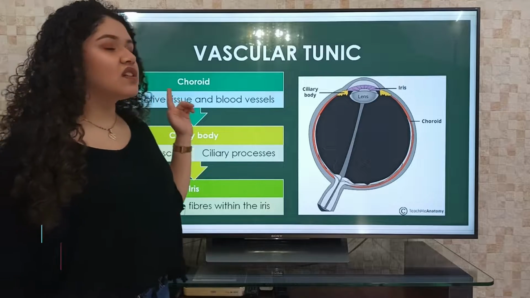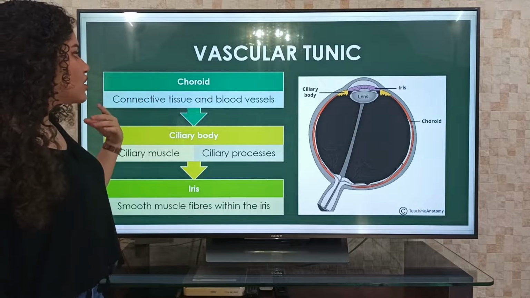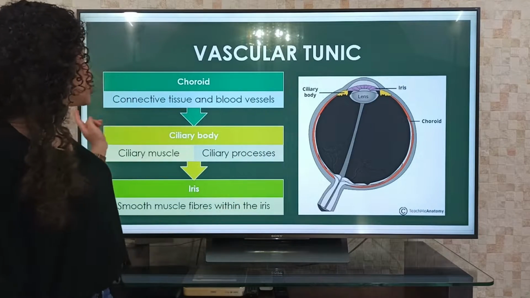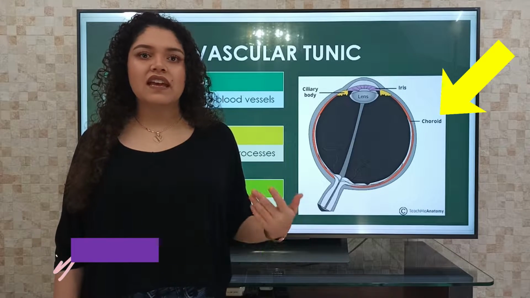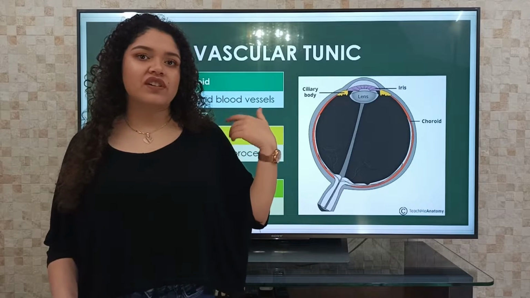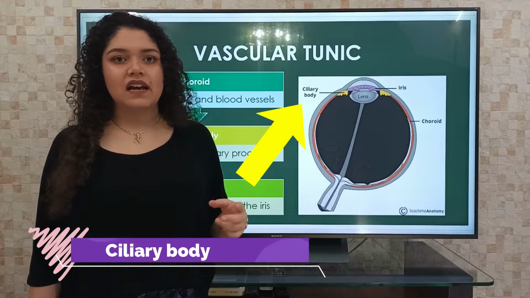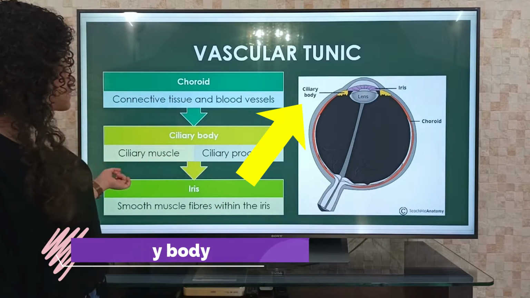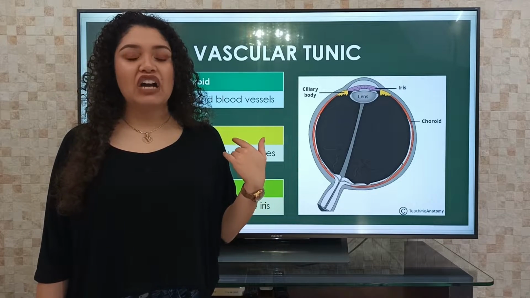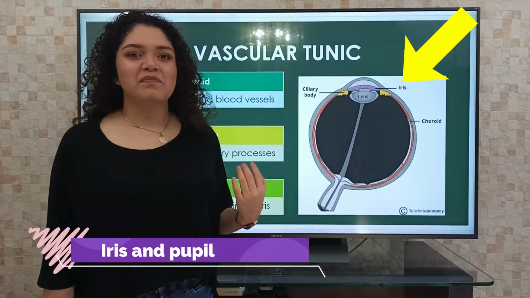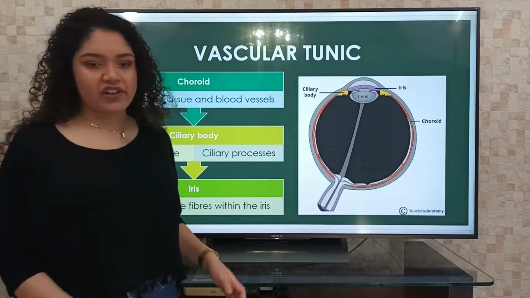We can divide the vascular layer into three different structures. The first one is the choroid. The choroid is composed of connective tissue and blood vessels, and one of its most important functions is to provide nutrition to the other layers. And the ciliary body is composed of two different structures, the ciliary muscles and the ciliary process. The ciliary process produces the aqueous humor. Iris and pupil. The pupil is altered by smooth muscle fibers within the iris.